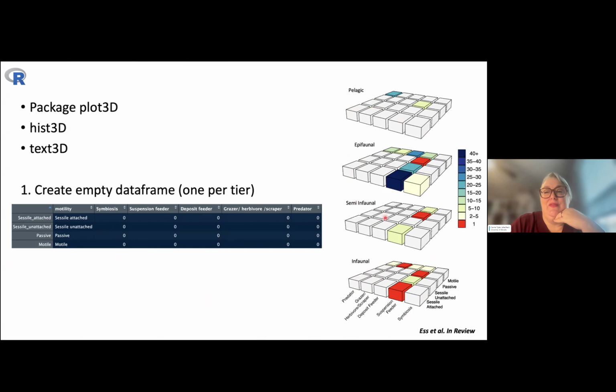And actually, each one of these is its own figure by itself. So here we just have one tier, and I believe it's the infaunal tier down here. And you can also see that I've kept the row names here as their own column, and that's because I'm going to need to merge these data with my actual observations. So these are all zeros, they're all empty. I'm just saying these are the cubes I'm going to want.